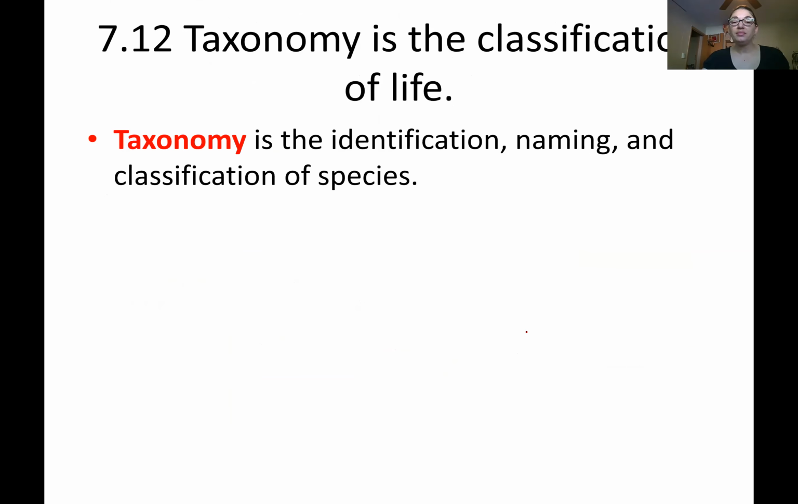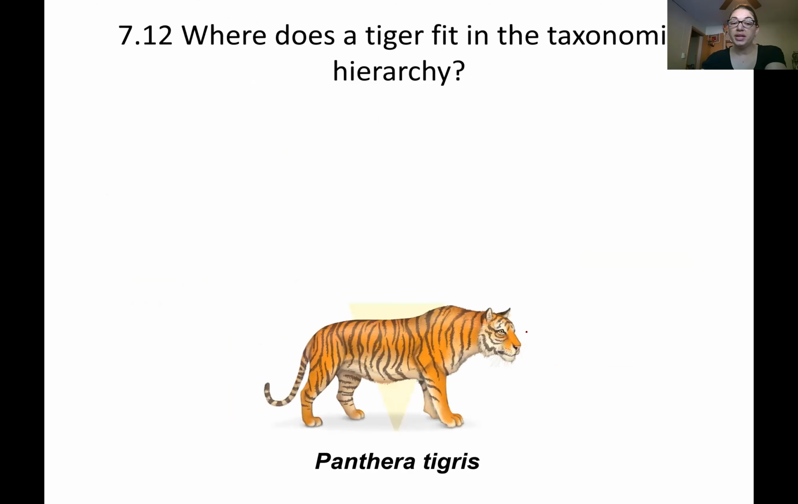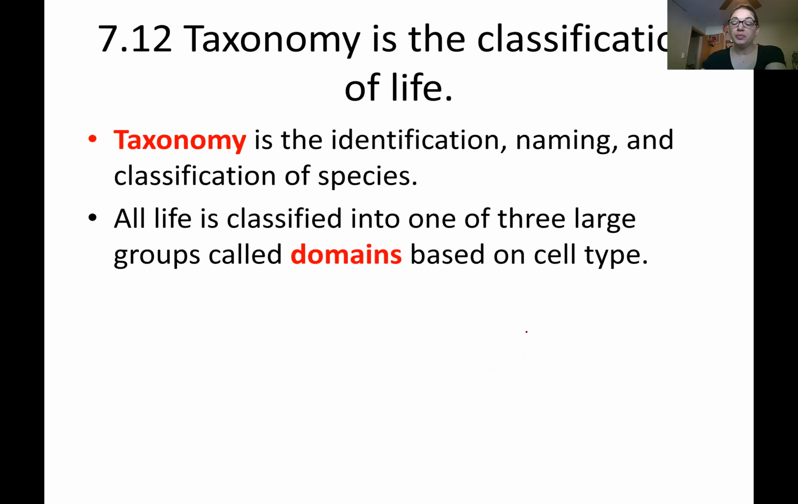Taxonomy. Taxonomy is how we identify, name, and classify species. All life is classified into one of three groups that we call domains, and this is based on cell type.